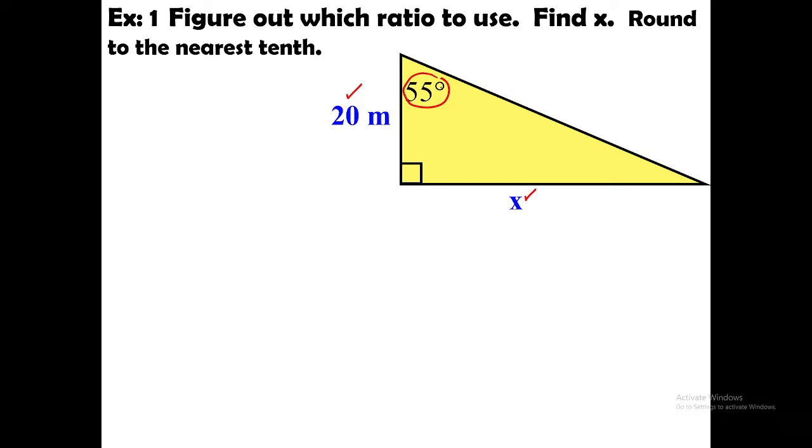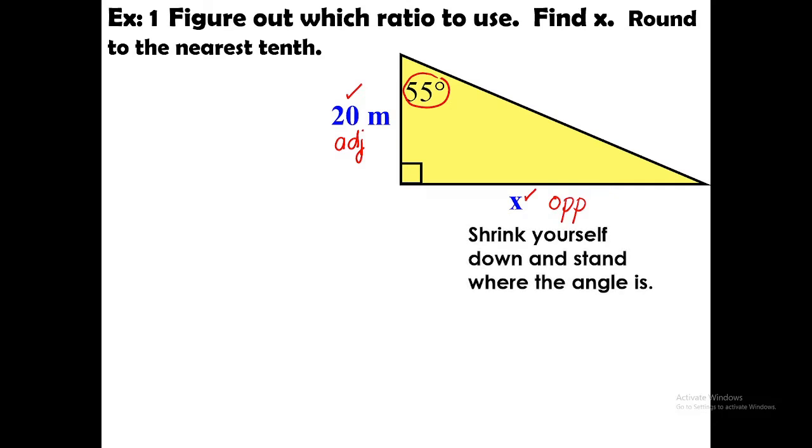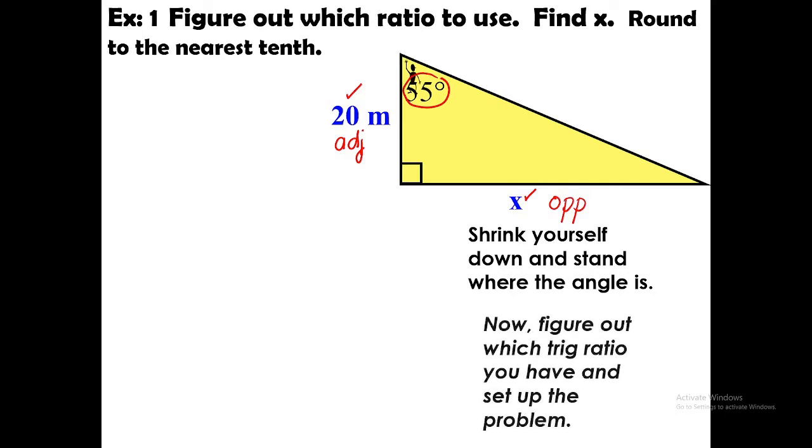With reference to 55 degrees, what is 20 meters here? Adjacent, sir. That's adjacent. And what is x here? The opposite side. So what function are you going to use? Sine, cosine, or tangent? Tangent, sir. You will be using tangent in this case because you are given opposite and adjacent.